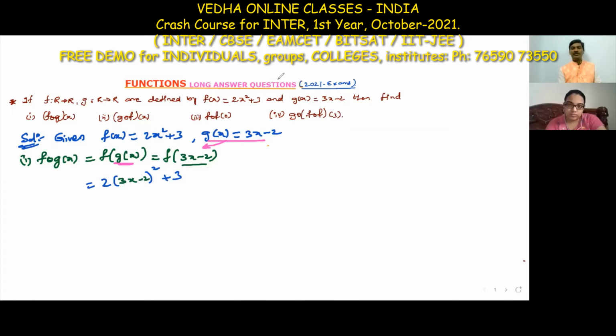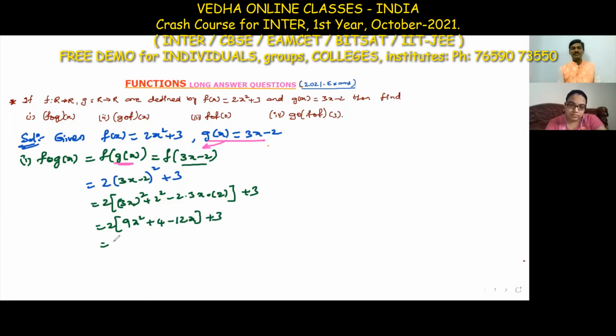So now this is equal to 2 into (a minus b) whole square, a square, that is 3x whole square, plus b square, minus 2ab, 2 into 3x into 2. Plus 3 as usual. Now this is equal to 2 into 3x whole square, 3 square and x square, 9x square, 2 square 4, minus 2 3 is 6, 2 is 12, so 12x plus 3.